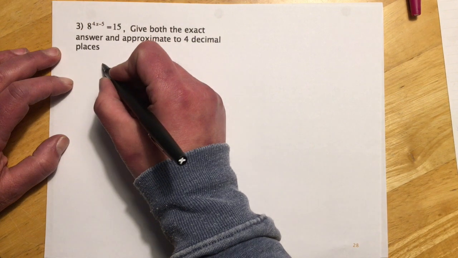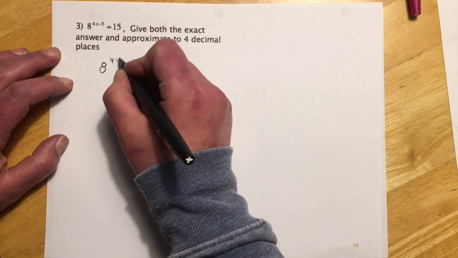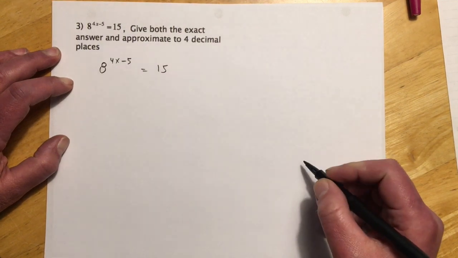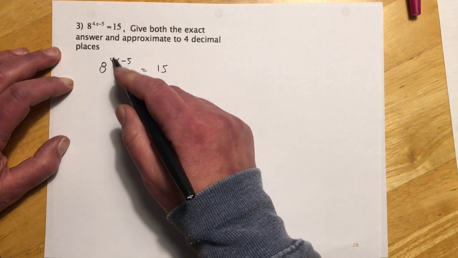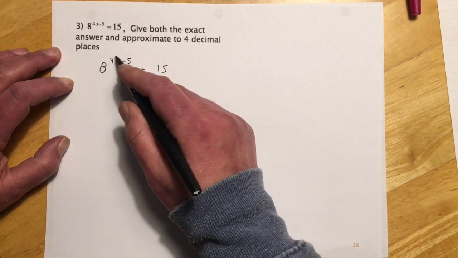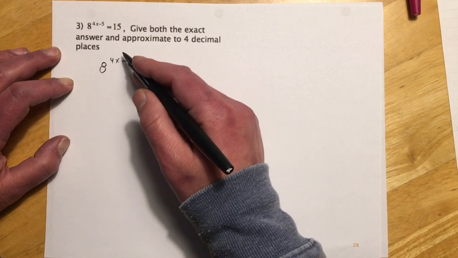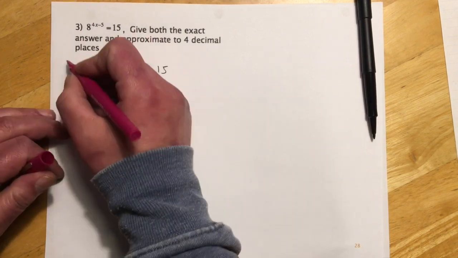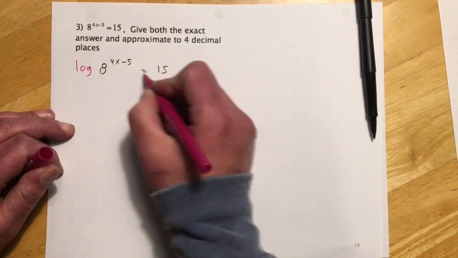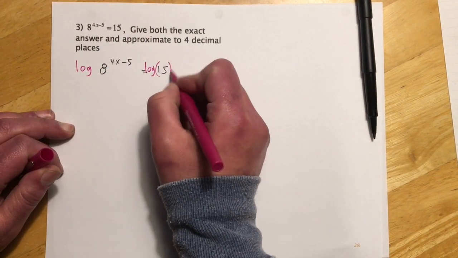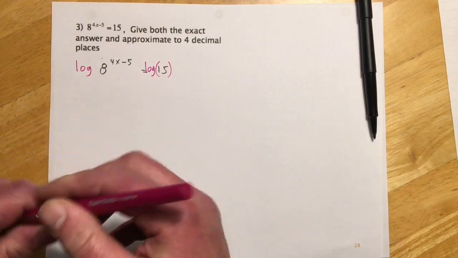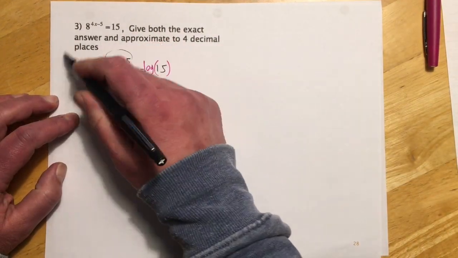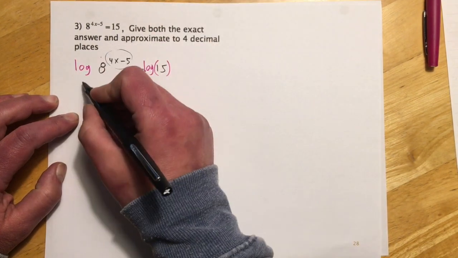Okay, so here we have 8 to the 4x minus 5 equals 15. And I can't really do much. I need to be able to get to this exponent. And so the way that we get to exponents is we use logs. So that's pretty much what logs are for, is finding exponents. So I am going to log both sides of this thing. And then what that lets me do is bring the exponent down front. And that was step 2 back there.